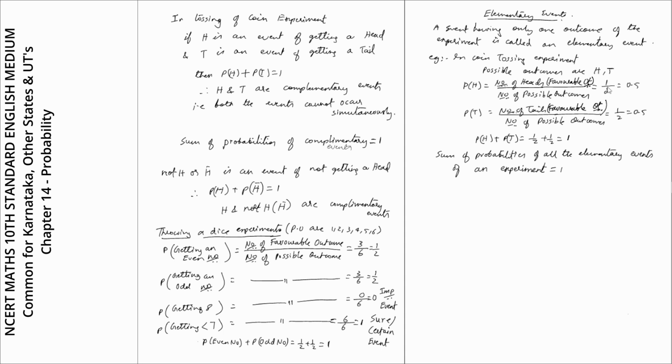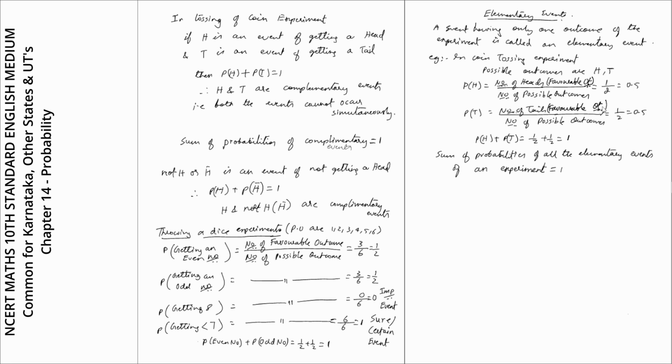Since only one head is there, we can say the event of getting a head is an elementary event. The probability of getting head is 1 by 2, which is 0.5. Similarly, what is the probability of getting a tail? Again, going by the standard definition, it is the ratio of favorable outcomes to possible outcomes. The number of possible outcomes is 2.